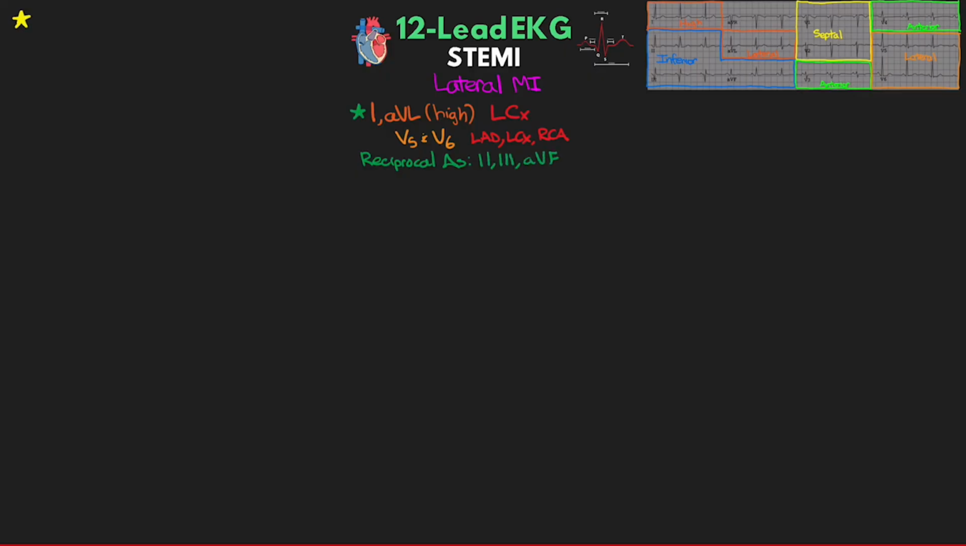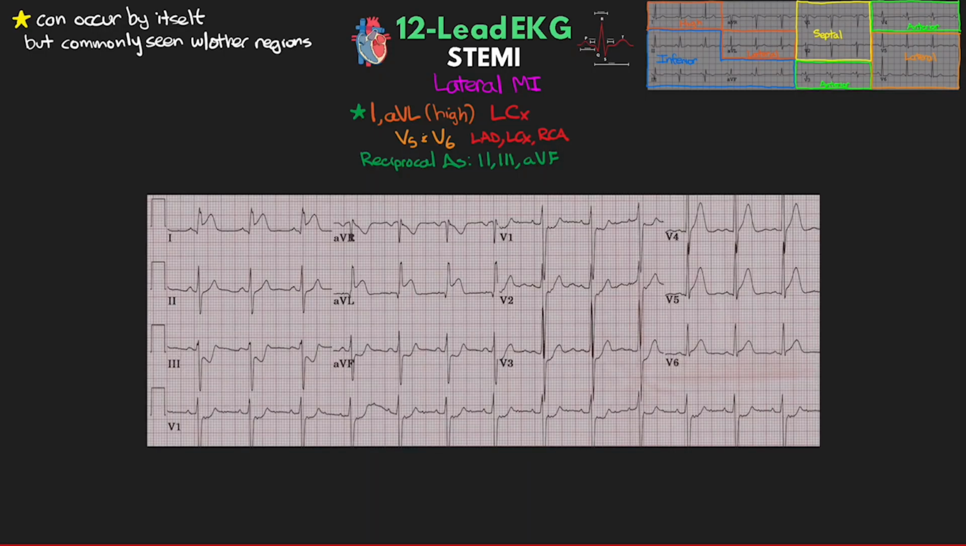A lateral wall MI can occur by itself, but it's also commonly seen in combination with other regions, such as anterolateral, anteroseptal, with lateral extension, as well as inferolateral, just to name a few. So in this example here, we can see clear ST elevation in leads 1 and AVL, but also V5 as well as probable elevation in V6.